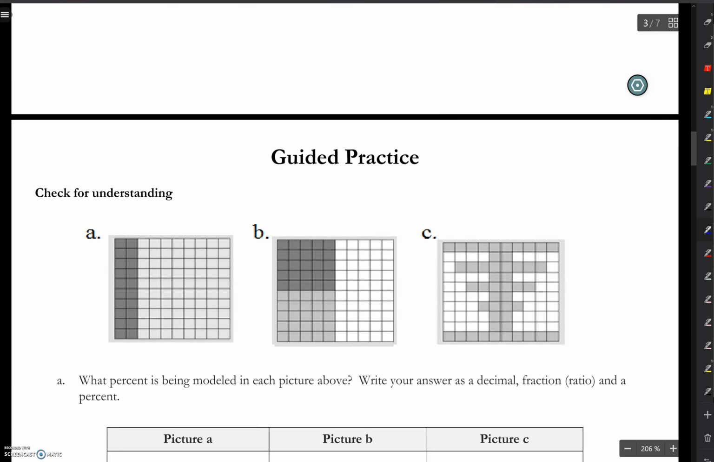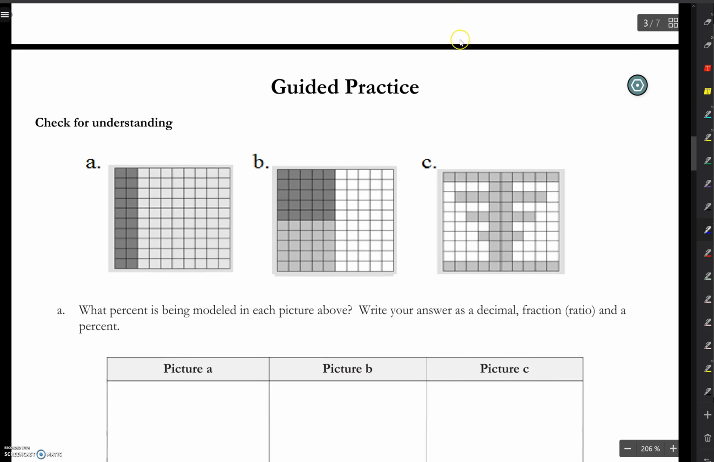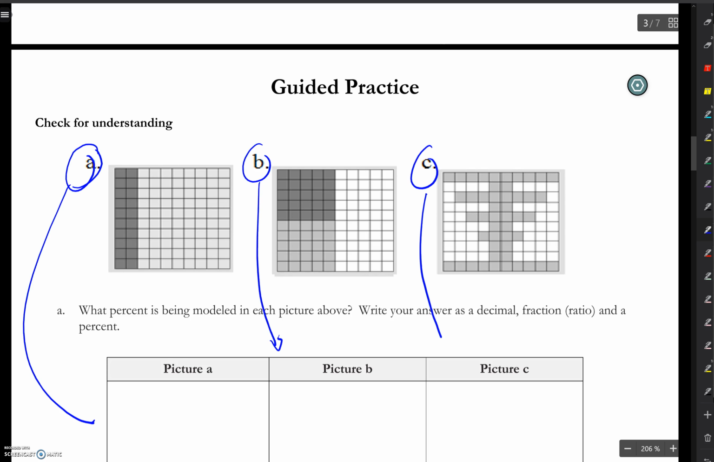Okay, now we're going to move on to our guided practice, and so we're going to check for our understanding. You're going to answer question A in this box, question B in this box, and question C in this box. It's asking you to answer each as a decimal, a fraction, and as a percent. So we want to know how many are shaded. I'm going to do the first one for you.